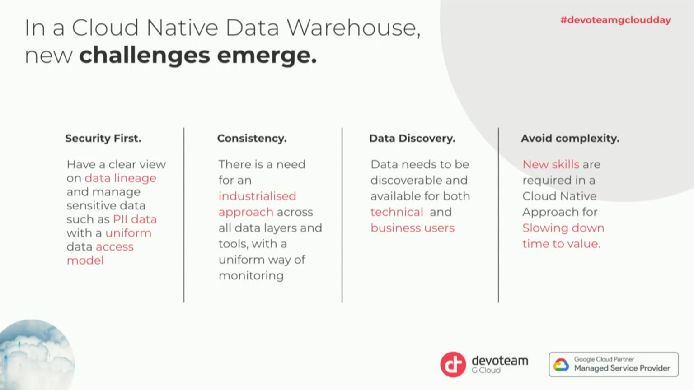And to do that, it is also needed that through the whole process of all the transformation steps, that data is correctly encrypted in each one of the steps. And to do that, a correct data lineage is needed. The second challenge is consistency.